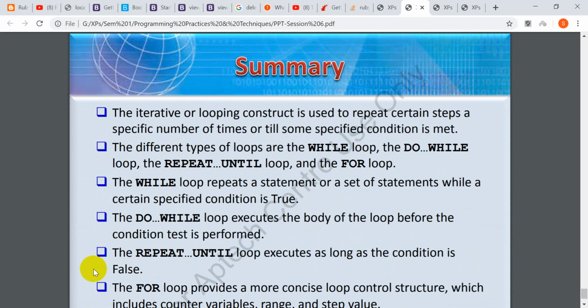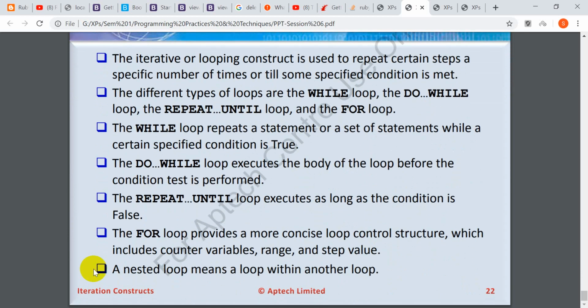The iterative looping construct is used to repeat certain steps a specific number of times until some specified condition is met. The different types of loop are the while loop, do while loop, repeat until loop. Repeat until loop is just the same thing. It keeps repeating until it reaches the condition, just English. And for loop, then the while loop repeats a statement.